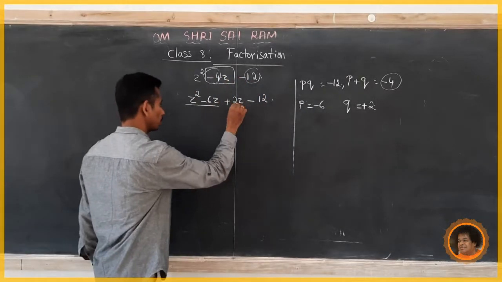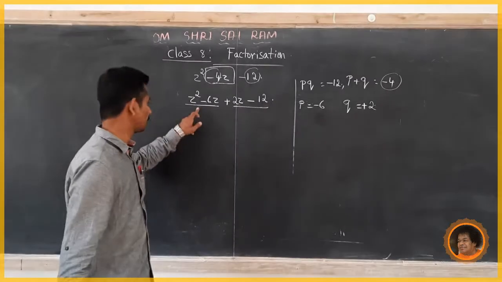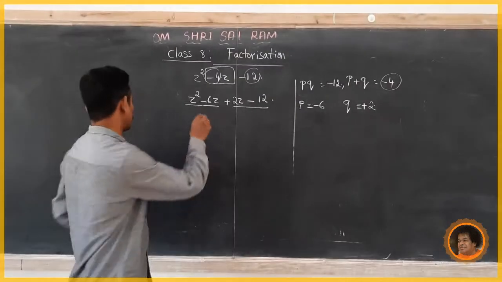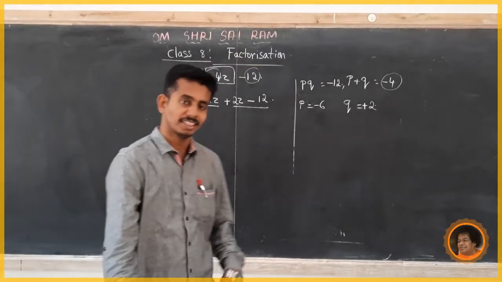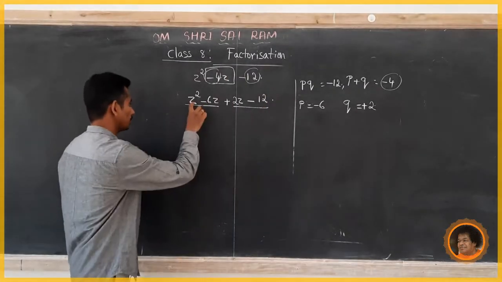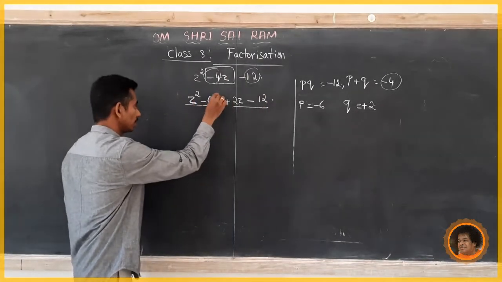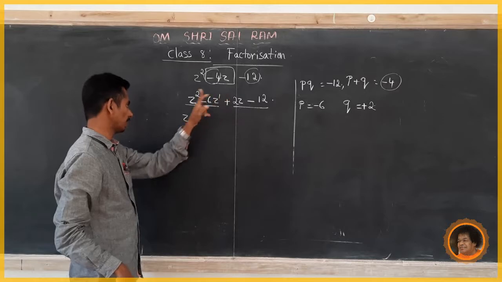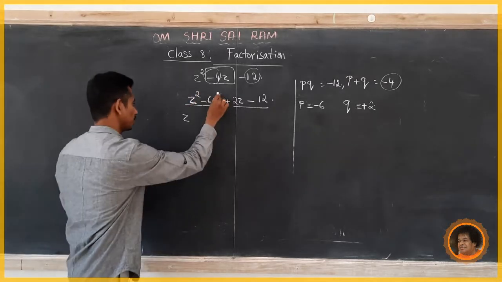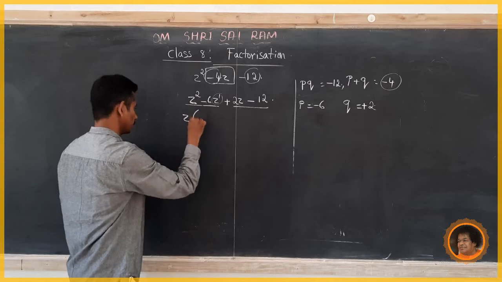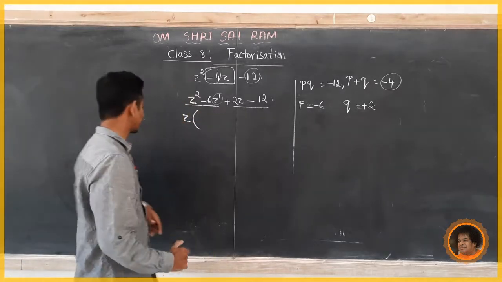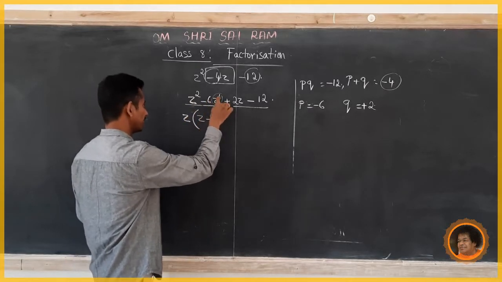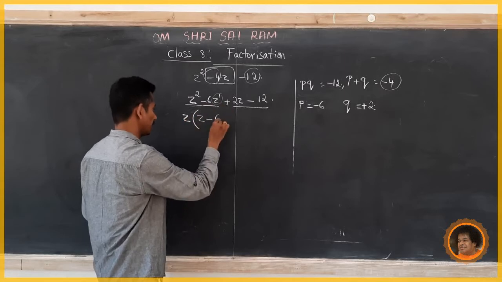Now group this. This is the first group and this one is the second group. Find the HCF of this group, z squared minus 6z. What is HCF? It is the common term in the given group. Which one is the common term? z squared and z. The least power is z, which has power 1, while z squared has power 2. So z is the least. So z is the only common term, it is the HCF. Now z squared divided by z gives z, and minus 6z divided by z, z cancels, gives only minus 6.